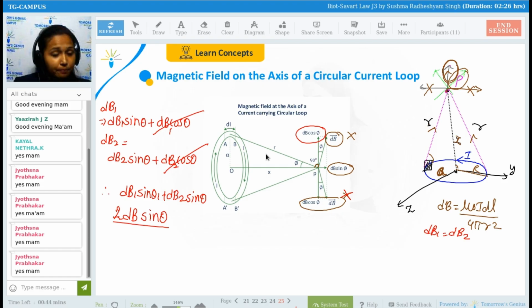That means at point P, we have 4 magnetic field components, but 2 magnetic field components cancel each other because they are perpendicular like this. One direction here and another direction is the opposite direction. So the 2 in opposite directions cancel, and the 2 in the upward direction add up and give a final result.